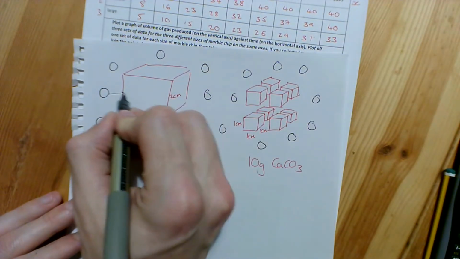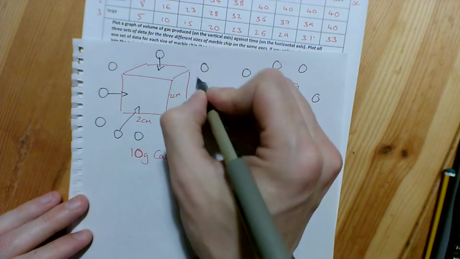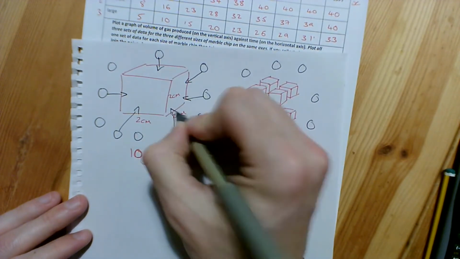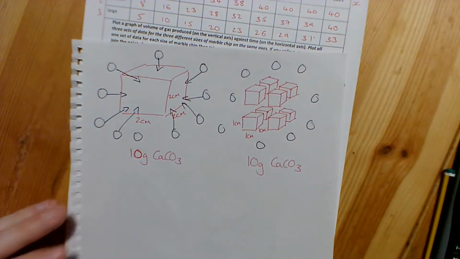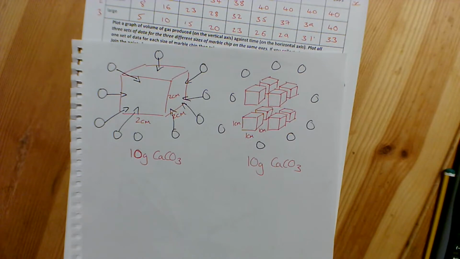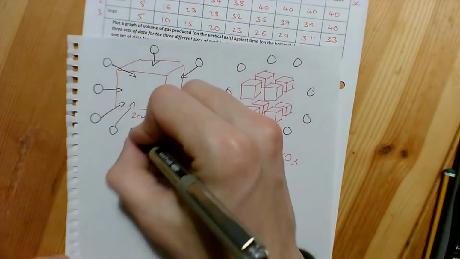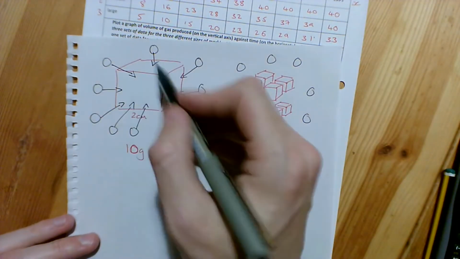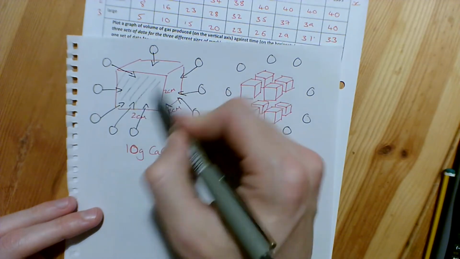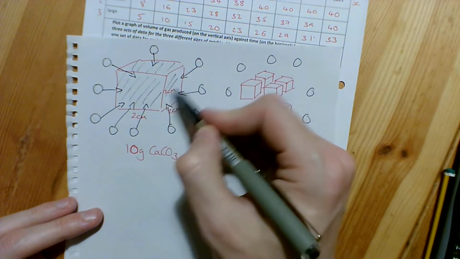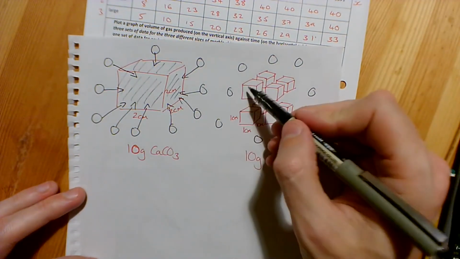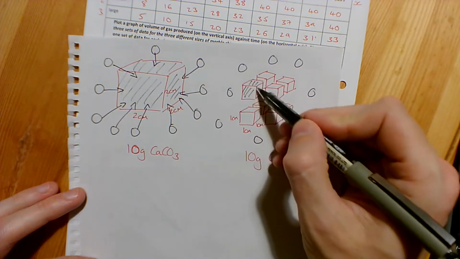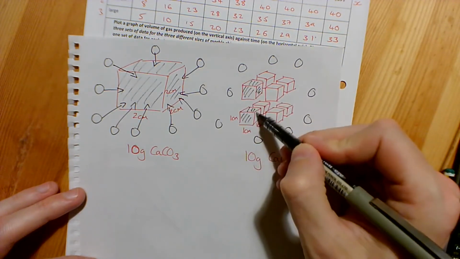Now, they can only collide with the calcium carbonate particles that are on the surface. So if we have more surface area, we have more particles on the surface, so there are more calcium carbonate particles that the hydrochloric acid particles can collide with. So if we look at this, they can collide with the ones on this surface, on this surface, on this surface, and obviously on the ones you can't see on the other side. Whereas if we break it up into smaller pieces, you increase the number of surfaces that the hydrochloric acid particles can collide with.